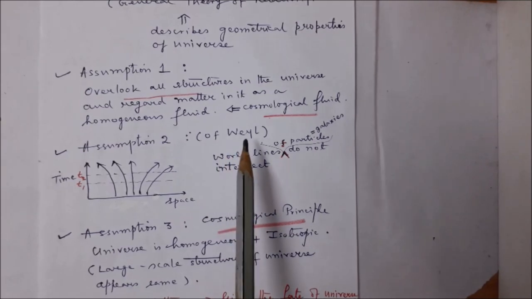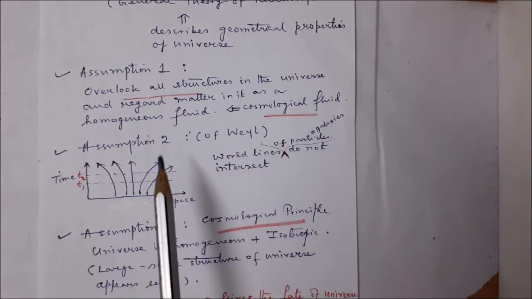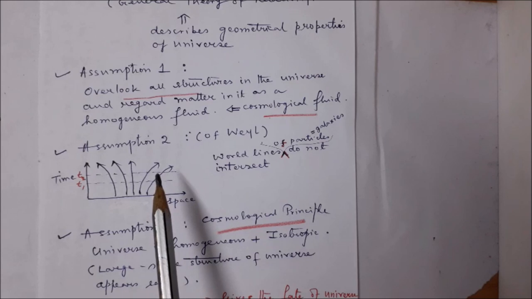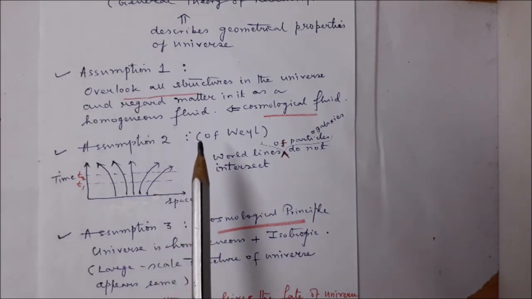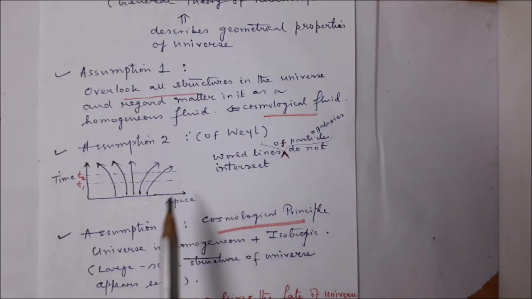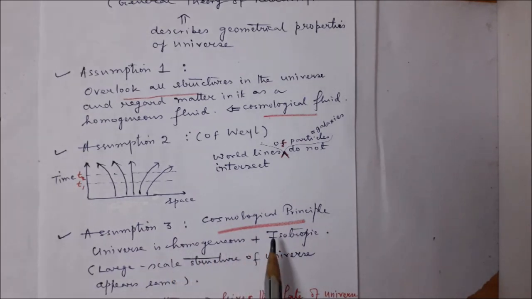Assumption 2 of Weyl says that the various galaxies are moving according to their own path as time flows. The third assumption, which is a famous one known as the cosmological principle, says that the universe is homogeneous and isotropic, so the large scale structure appears the same. These two terms, homogeneous and isotropic, are terms that a physics student encounters very often in various models or theories.